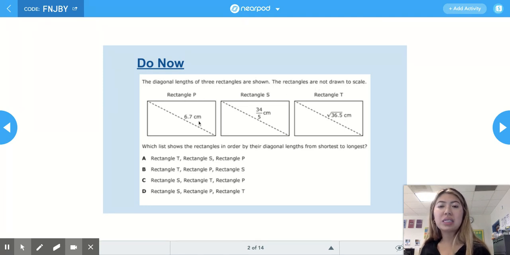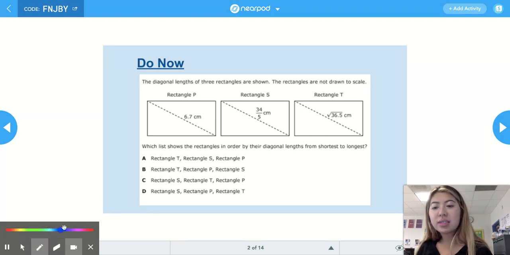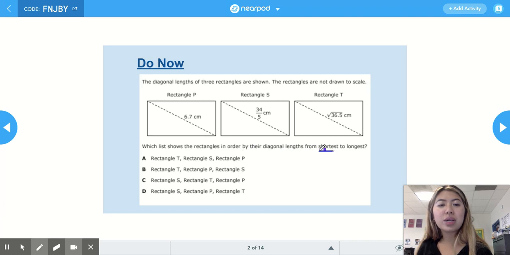Rectangle P is 6.7 centimeters. Rectangle S is 34/5 centimeters. And rectangle T is the square root of 36.5 centimeters. The question is, which list shows the rectangles in order by their diagonal lengths from shortest to longest? So from smallest to largest, from least to greatest.